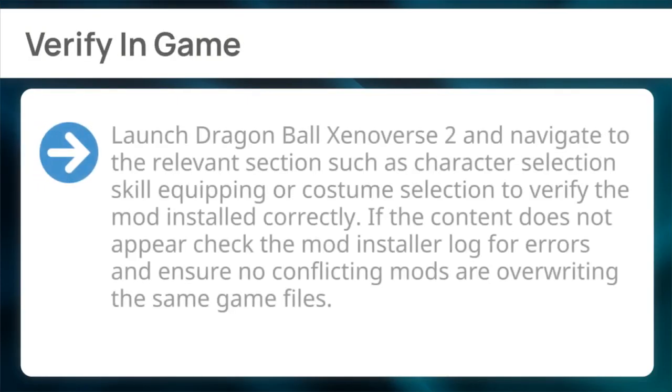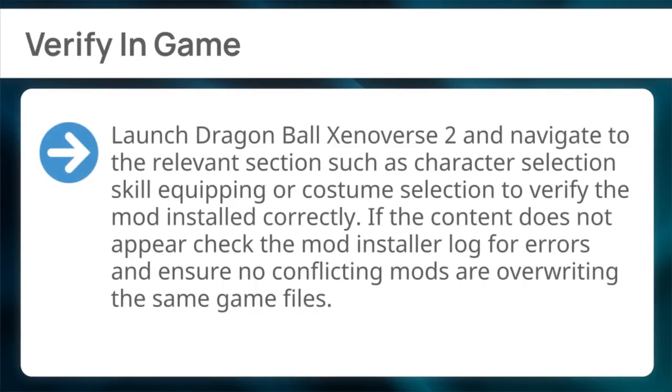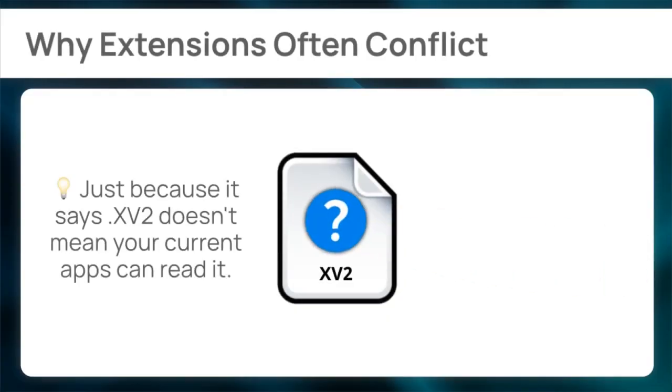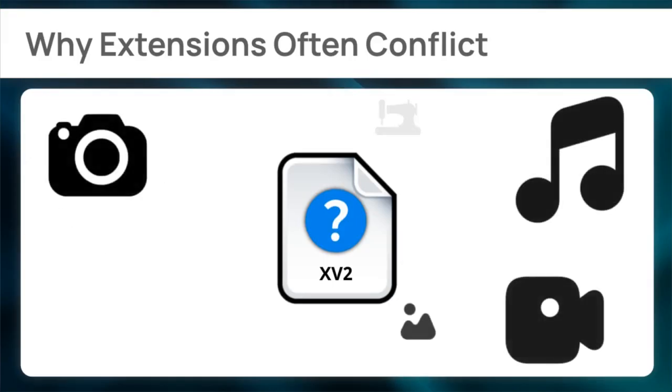Finally, verify in-game. Launch Dragon Ball Xenoverse 2 and navigate to the relevant sections such as character selection, skill equipping, or costume selection to verify the mod installed correctly. If the content does not appear, check the mod installer log for errors and ensure no conflicting mods are overwriting the same game files. If compatibility checks failed, it is likely because the file extension name is shared by different developers for unrelated formats, causing your PC to use the wrong reading language.